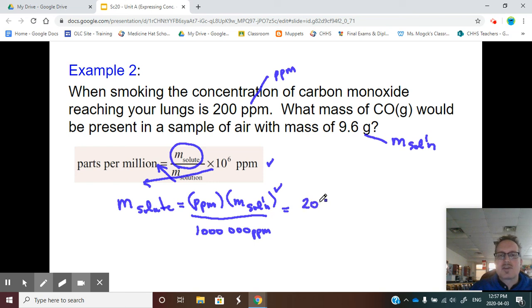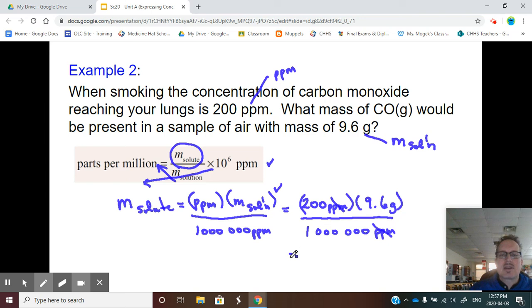So we're going to sub in our numbers, 200 parts per million times 9.6 grams divided by 1 million ppm. So ppms cancel. I'm going to type this in my calculator. 200 times 9.6, enter, divided by 1 million. Again, make sure you put in all 6 zeros. And the answer is 0.0019. The only unit left is grams.